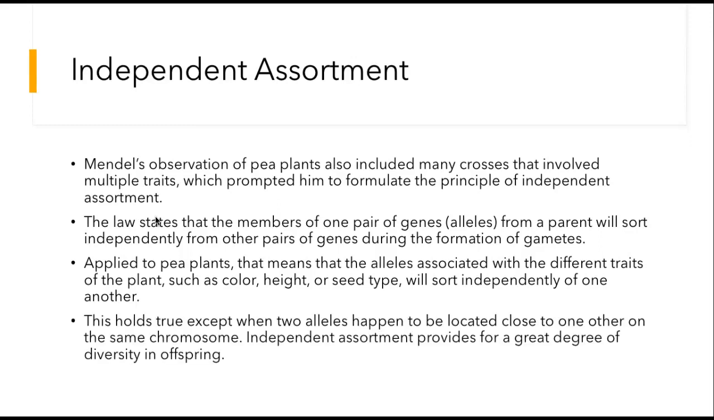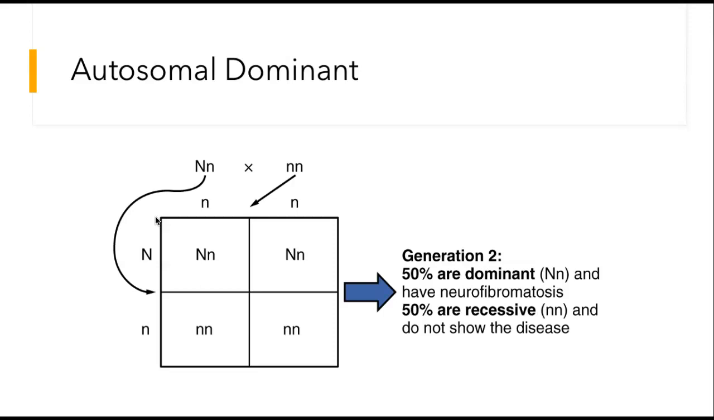And it holds true in all alleles, except when they happen to be really close to each other on the same chromosome, and then they're unable to independently assort. But the process of independent assortment, even in us, provides for a great degree of diversity in offspring. It's the reason why you don't look exactly like your sibling or your cousins or your mom and dad. And you definitely don't look like the stranger that's sitting next to you in class. And so it's just another way in which we get a great degree of genetic diversity.